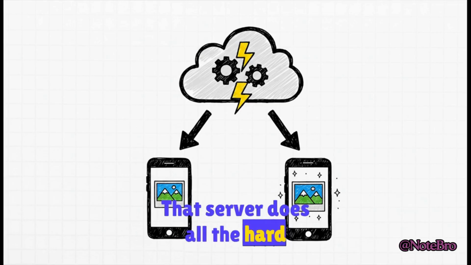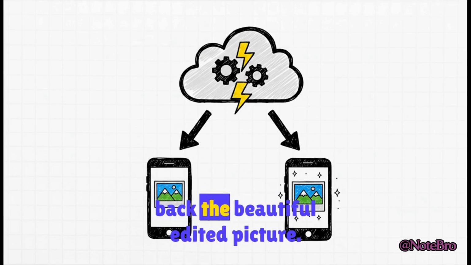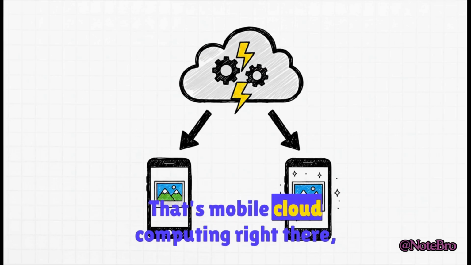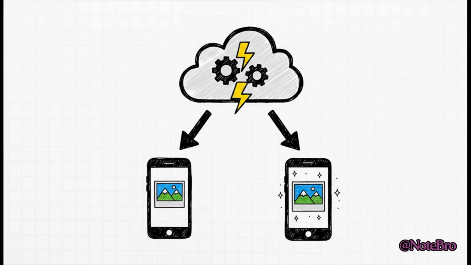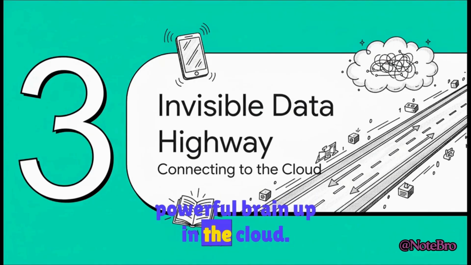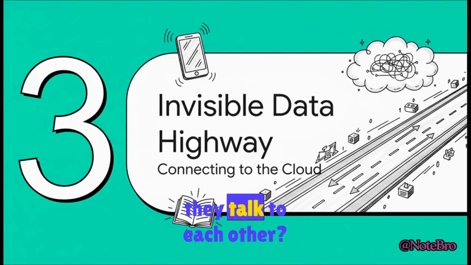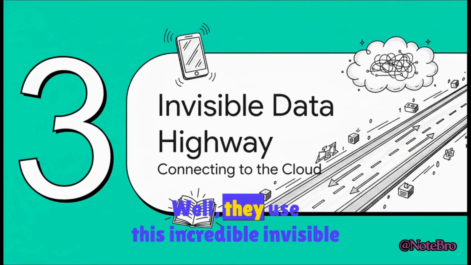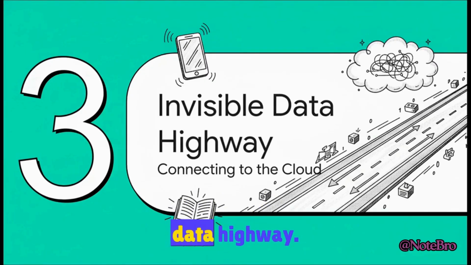That server does all the hard work in an instant and sends back the beautiful edited picture. That's mobile cloud computing right there, working its magic. So we have the app on our phone, and we have this powerful brain up in the cloud. But how in the world do they talk to each other? Well, they use this incredible invisible data highway.